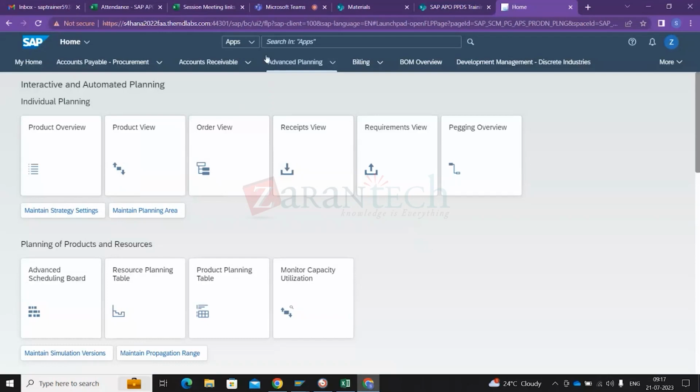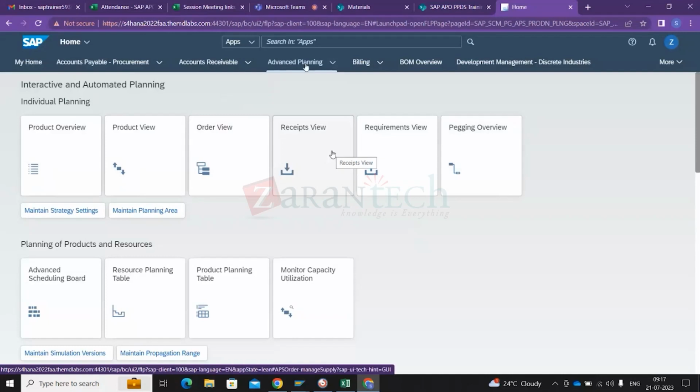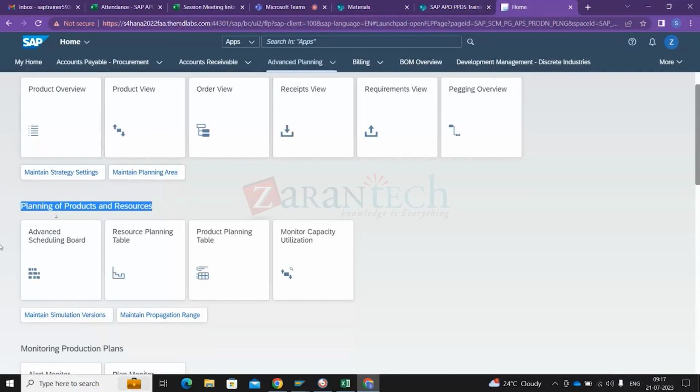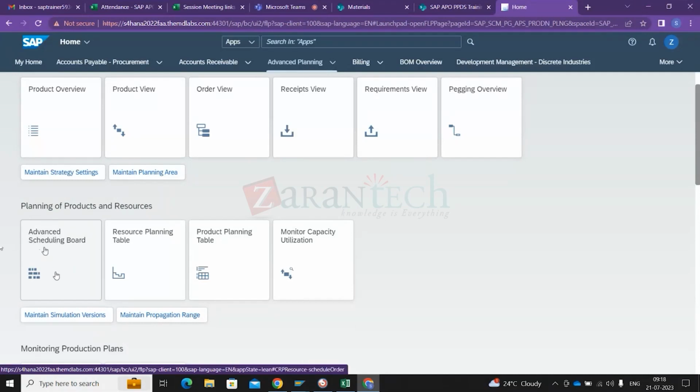All right, so if you are in advanced planning and you are able to see these apps, we are not going to go through all the apps here, because they are to be checked when we go into the SAP backend tool also. But this planning products and resources subsection is really something that we deal with from a PPDS perspective. See, this app is called Advanced Scheduling Board.